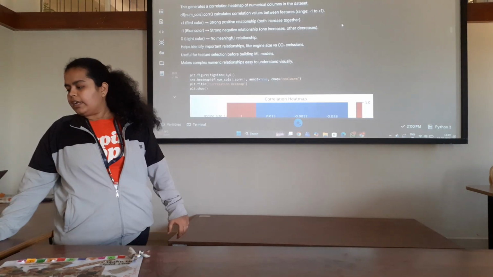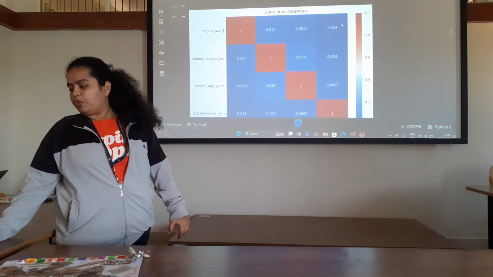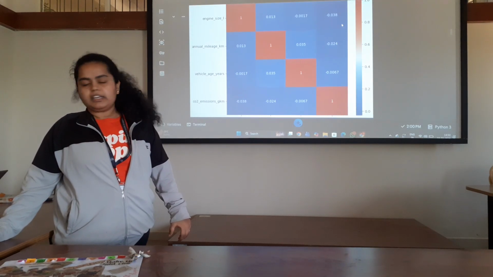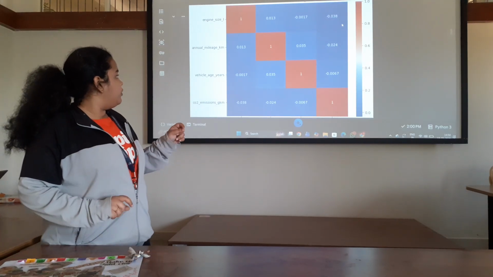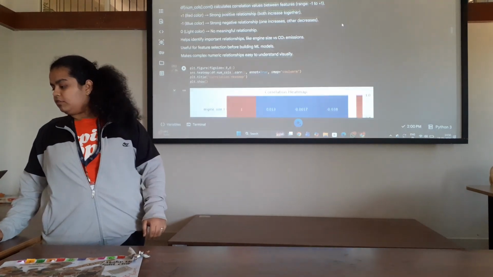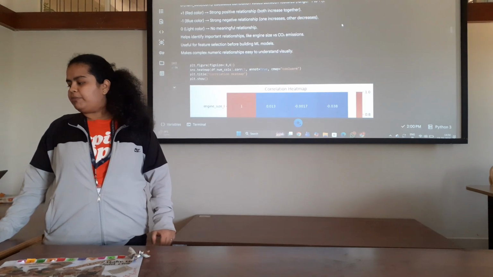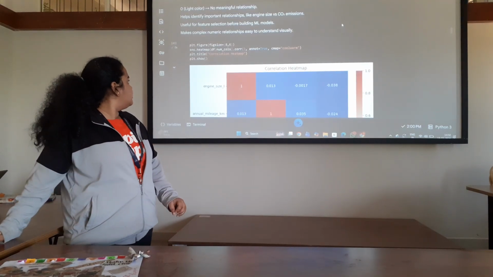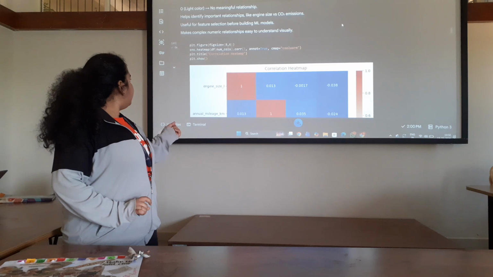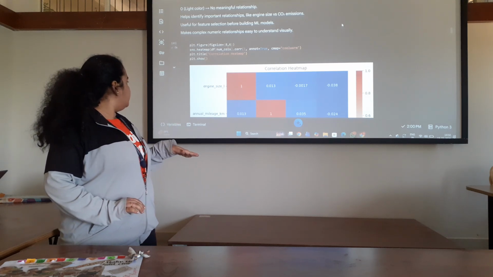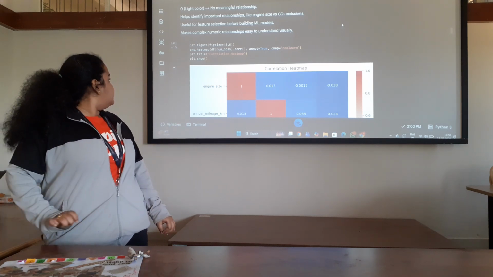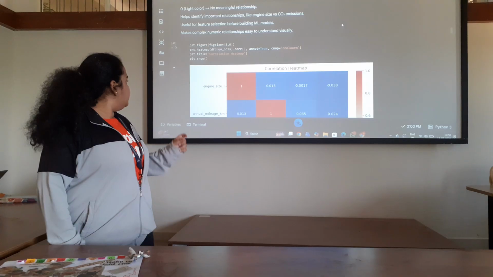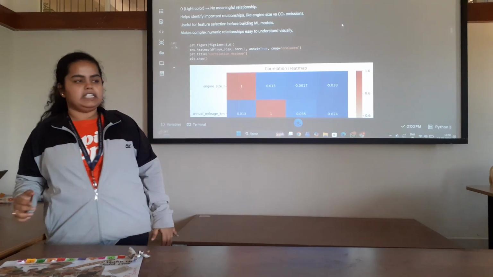Correlation heat map. In this we can see red, blue, and white colors. Red indicates a strong relationship between the numerical features. Blue indicates a weaker relationship, and white indicates no relationship. So it makes the complex numerical relationships easy to understand.